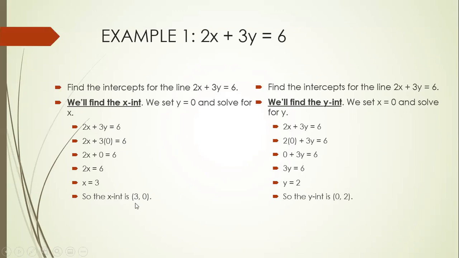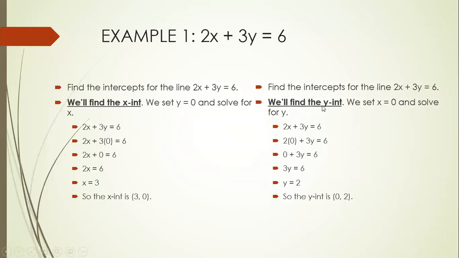is 3, but remember, this is on the x-axis. What's true about every single point that's on the x-axis? y is equal to 0. So the x-intercept is (3, 0), because x is 3 and y is 0. Okay.